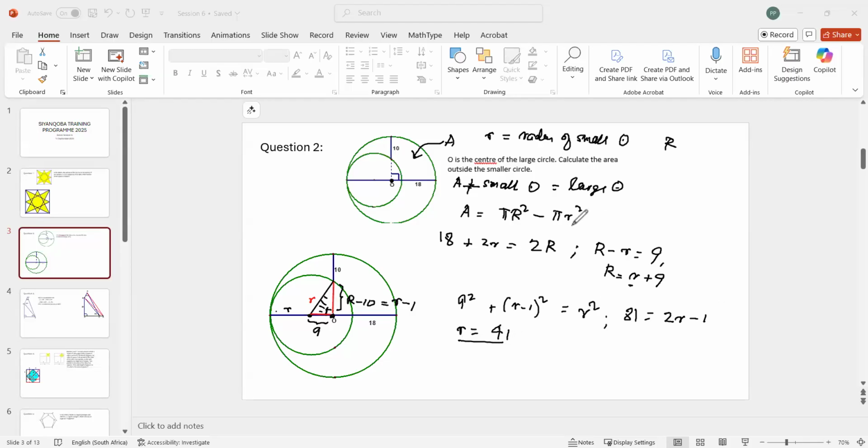You've got small r, and if you've got small r, as I told you earlier on, then capital R is also known because you can write it in terms of small r. So it's 41 plus 9, which is 50. Therefore, your A, which we're looking for, you've got a capital R and your small r. It's pi into your capital R squared, which is 50 squared, right? This minus 41 squared.